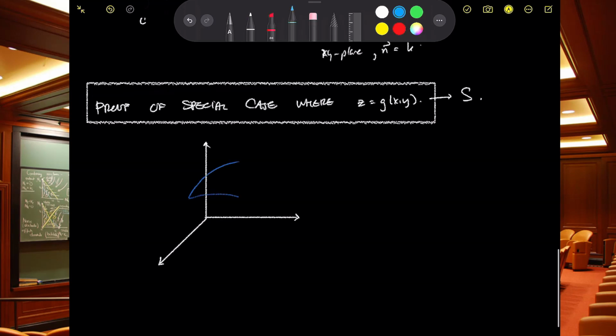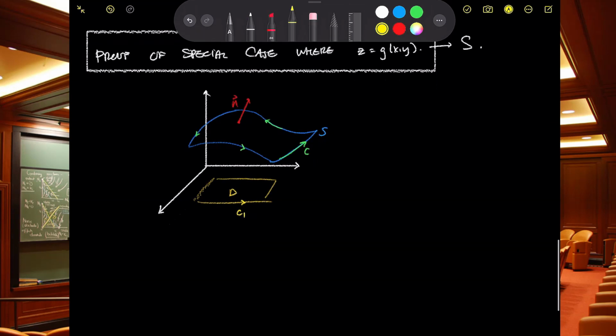Say we've got some surface S. It has a normal vector, n. It's got some smooth boundary curve, C. Again, that orientation is given by n's direction being upward. And it's sitting on top of its projection in the plane. This is maybe some D region. And we know that it also has a boundary curve. We're going to call it C sub 1.